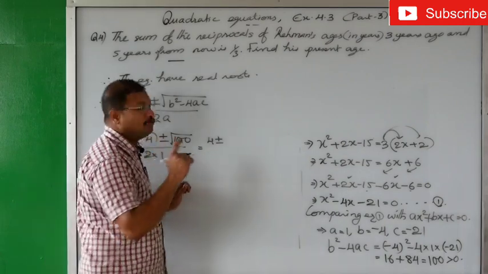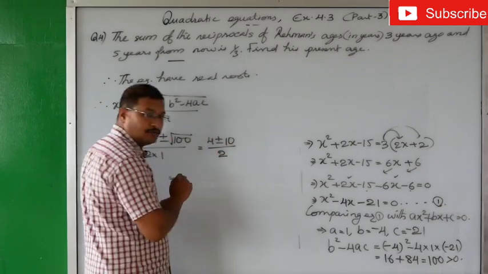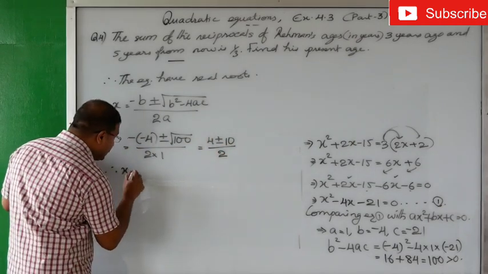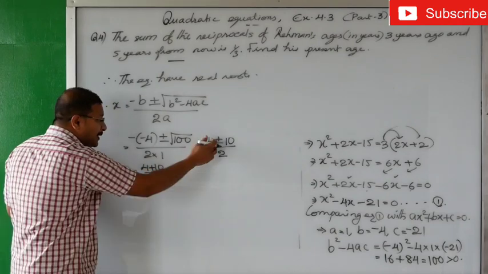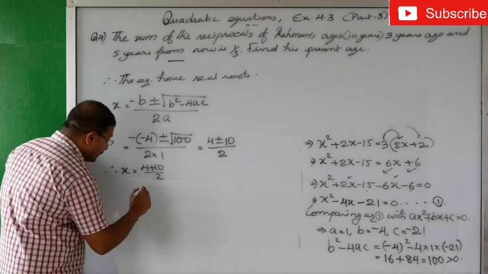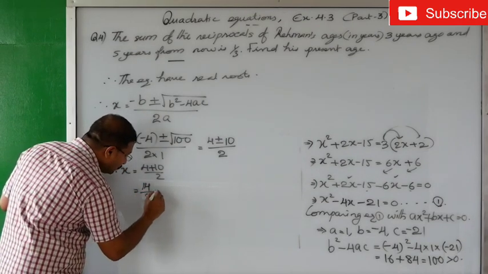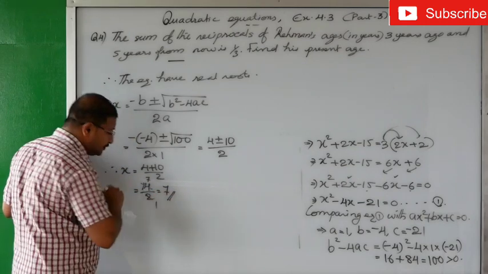I hope you can understand. Okay. So 10 by 2. 2 ones are 2. Therefore, x equals 4 plus or minus 10 by 2. That means plus and minus we are separating. Equal 4 plus 10, that is 14 by 2 equals 2 sevens are 14. So we got it. First x equals 7.